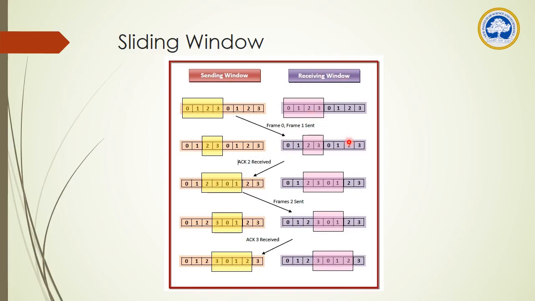So when acknowledgement 2 is received, frame 2 is sent, then acknowledgement 3 is received, after that frame 3 is sent. Like that, multiple frames in a sequence will be sent from the sender to the receiver without waiting for an acknowledgement. So this is how the sliding window protocol helps to improve the efficiency of the stop and wait protocol.